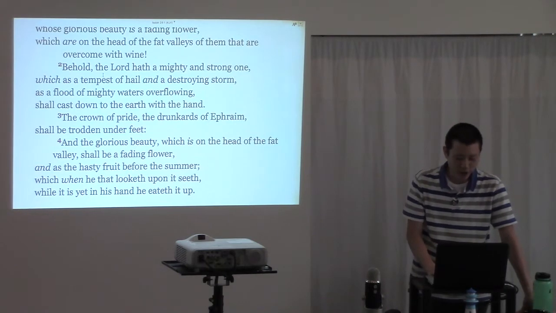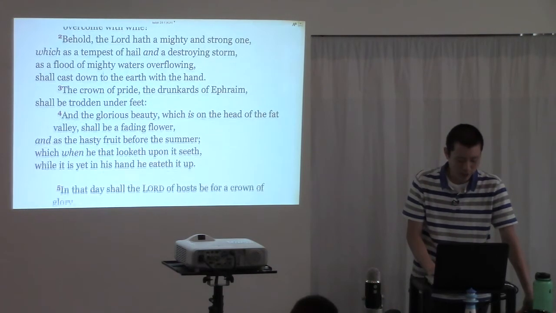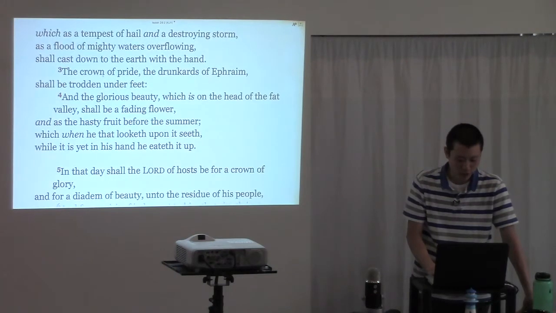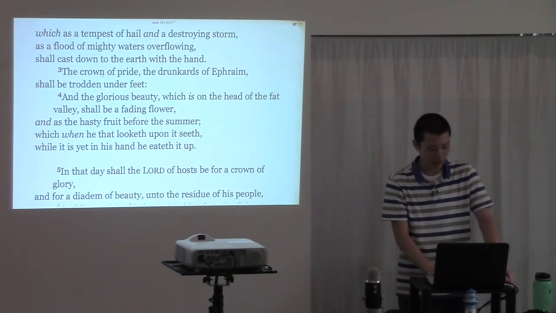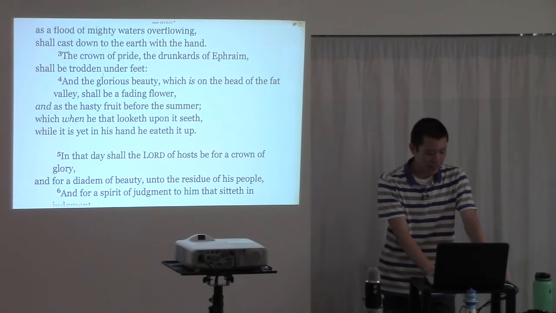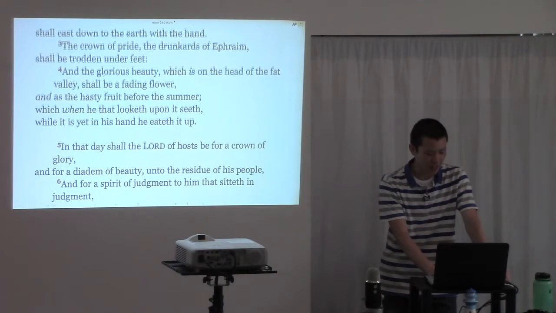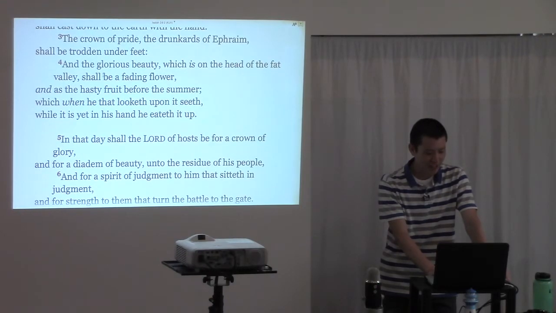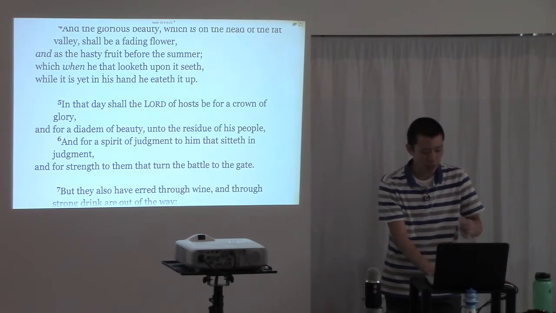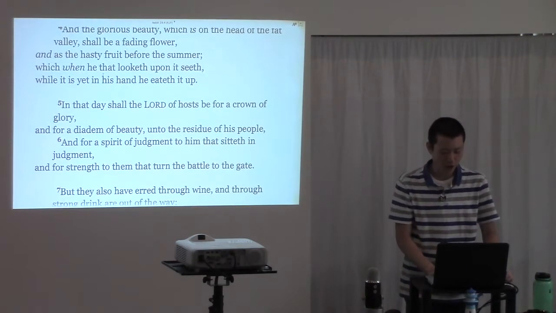The crown of pride, the drunkards of Ephraim shall be trodden under feet, and the glorious beauty which is on the head of the fat valley shall be as a fading flower, and as the hasty fruit before the summer, which when he that looketh upon it seeth, while it is yet in his hand, he eateth it up. In that day shall the Lord of hosts be for a crown of glory, and for a diadem of beauty unto the residue of his people.